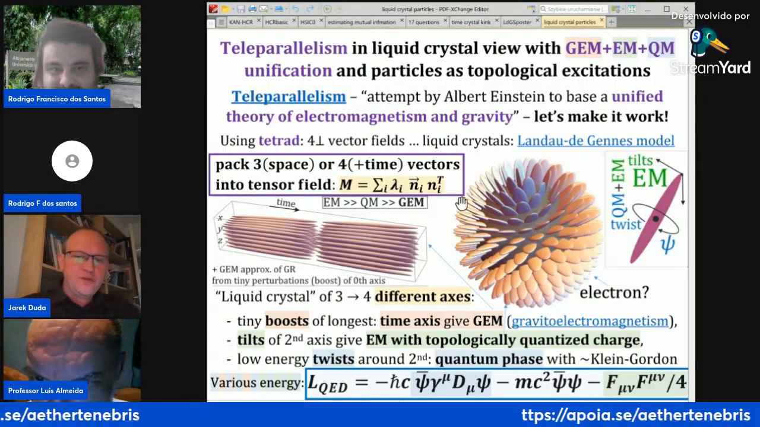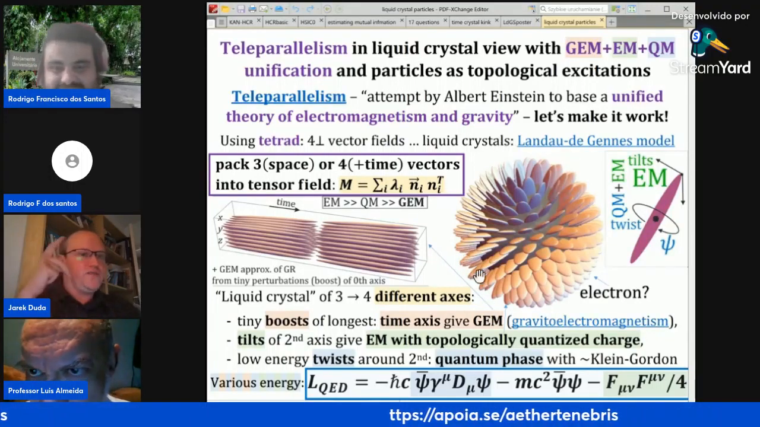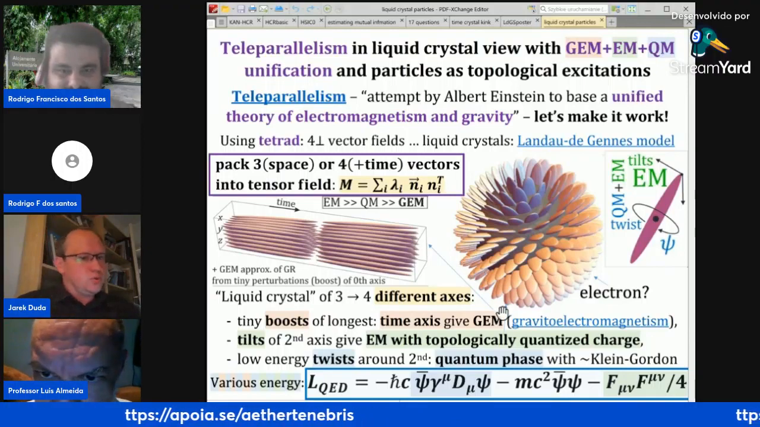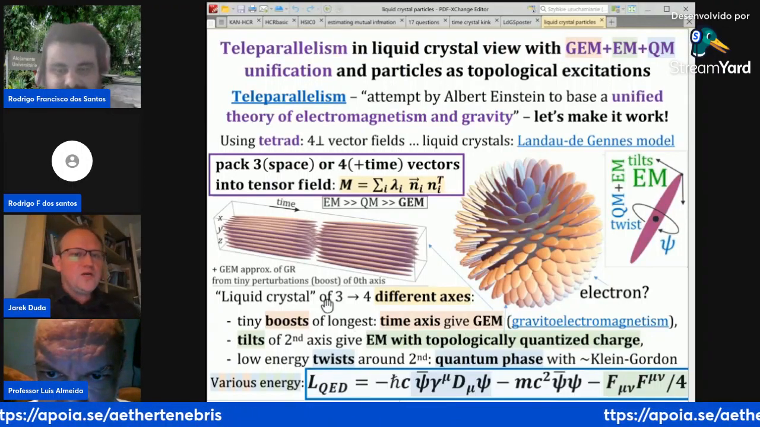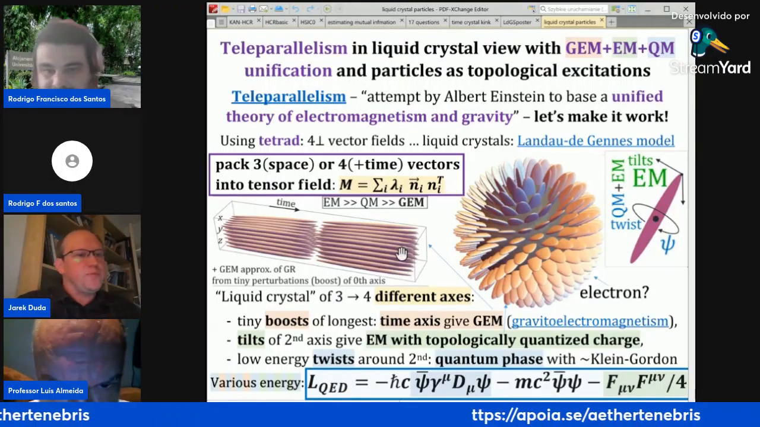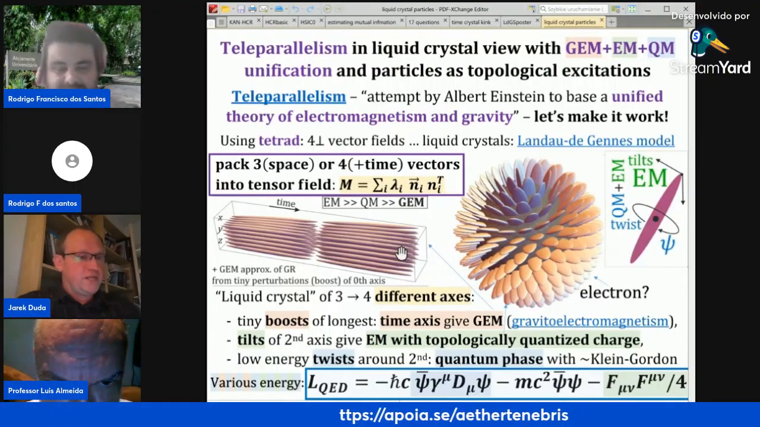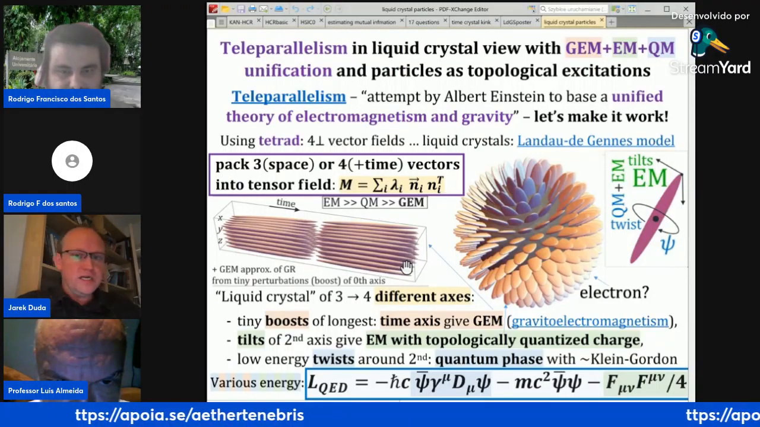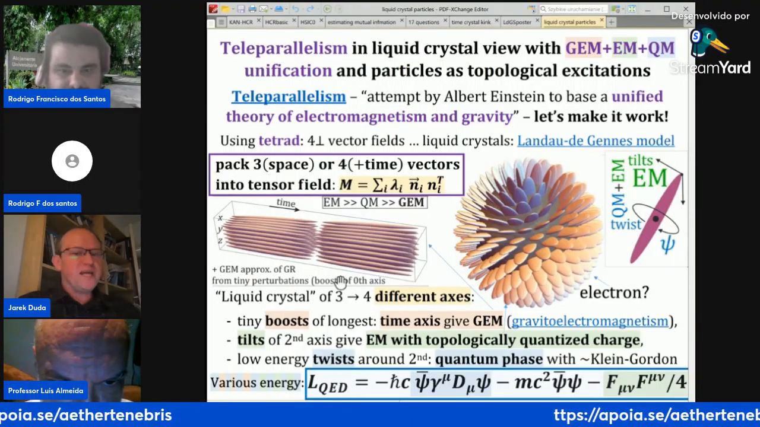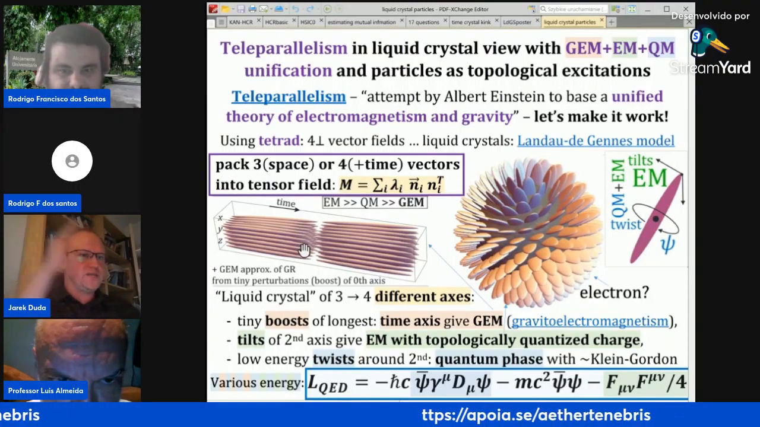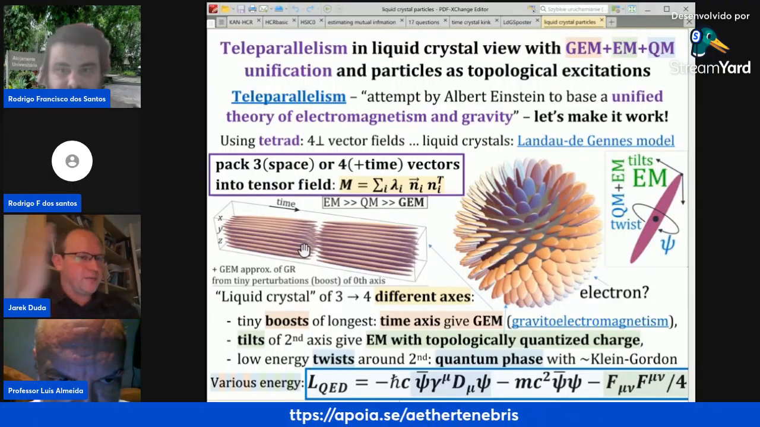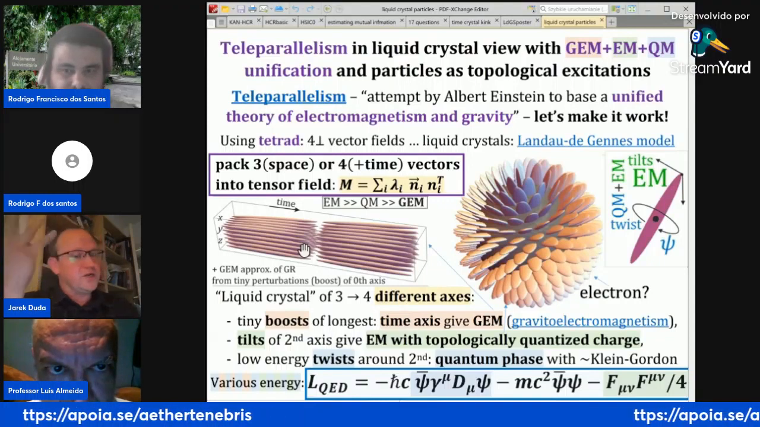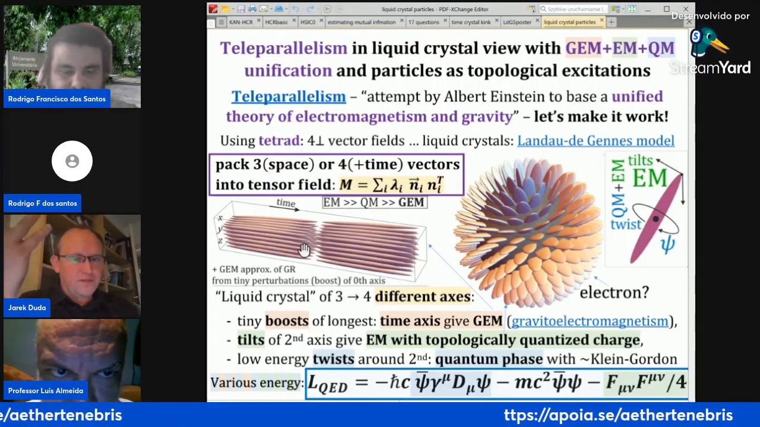Here in 3 dimensions, we get 3 different axes: a long axis and twist. Going to 4 dimensions, the space-time, we also get the zeroth axis. It should be much longer. Finally, from the dynamics of 4 axes, 4 vector fields, we get the dynamics of the boosts of this time axis. There will be very tiny boosts of the time axis, and they will correspond to gravity, electromagnetism, the second Maxwell equations for gravity.